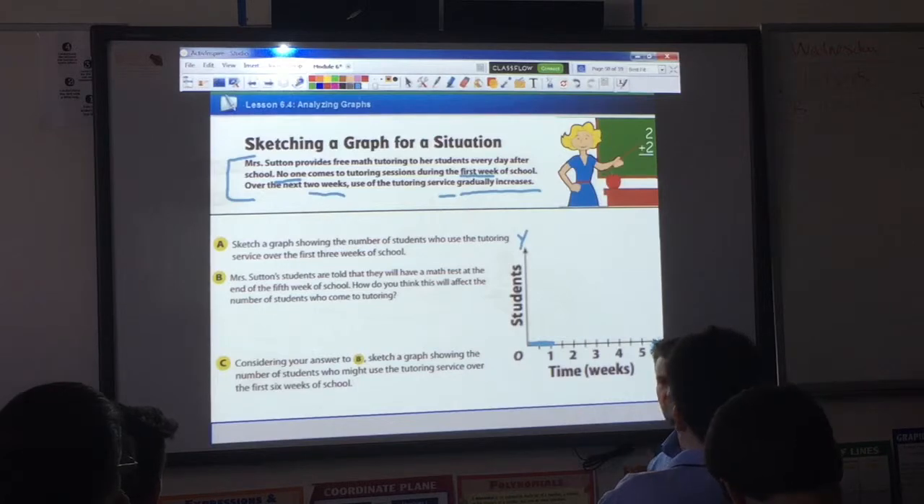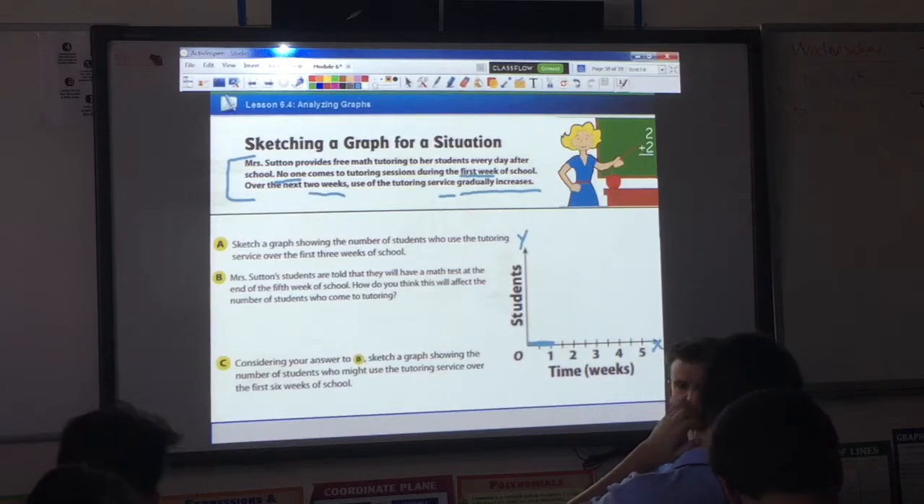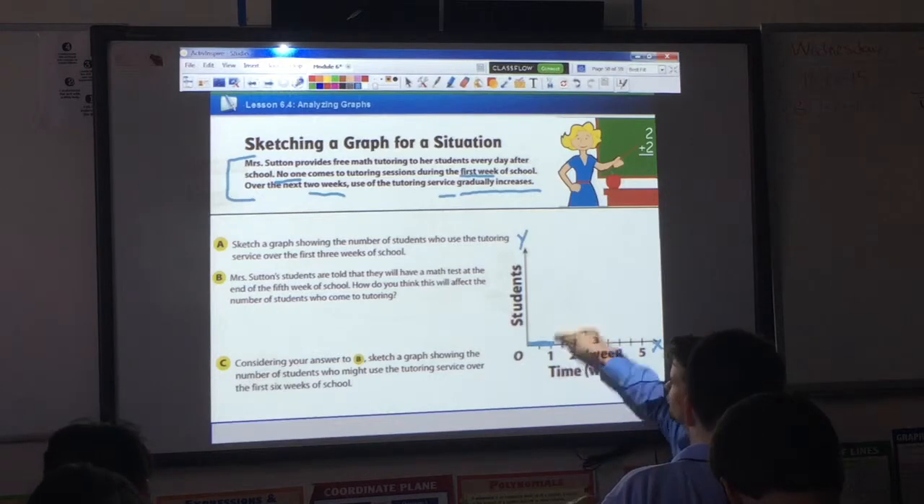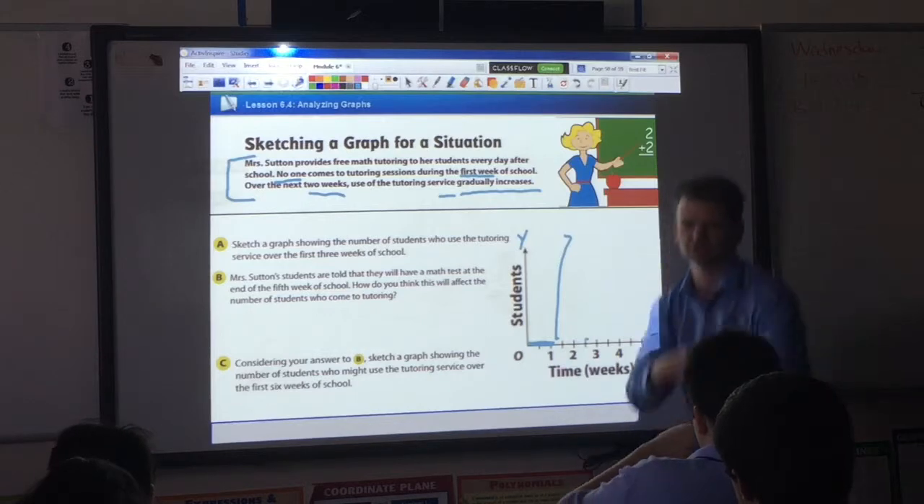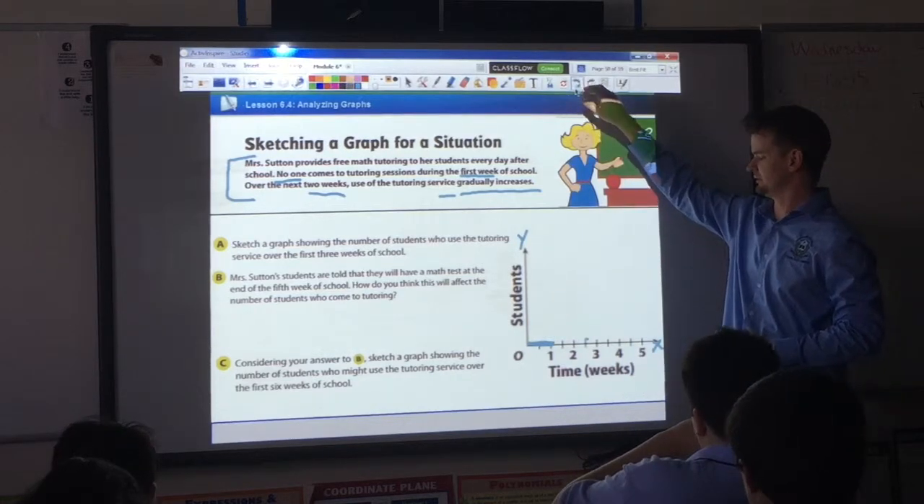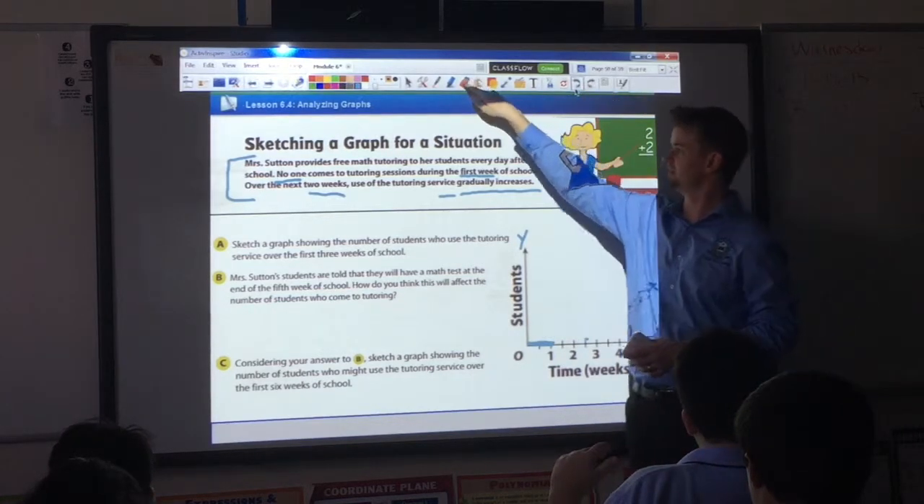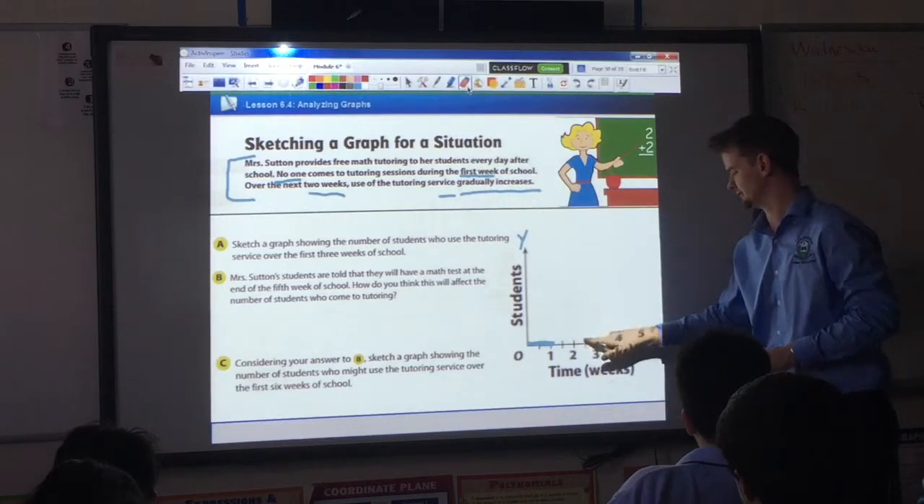Over the next 2 weeks, what happens, Shimon? It increases what? A lot? Does it go like that? What's the word? What's the word in the situation? Shh, let him do it, please. It increases what? What's underlined right there?